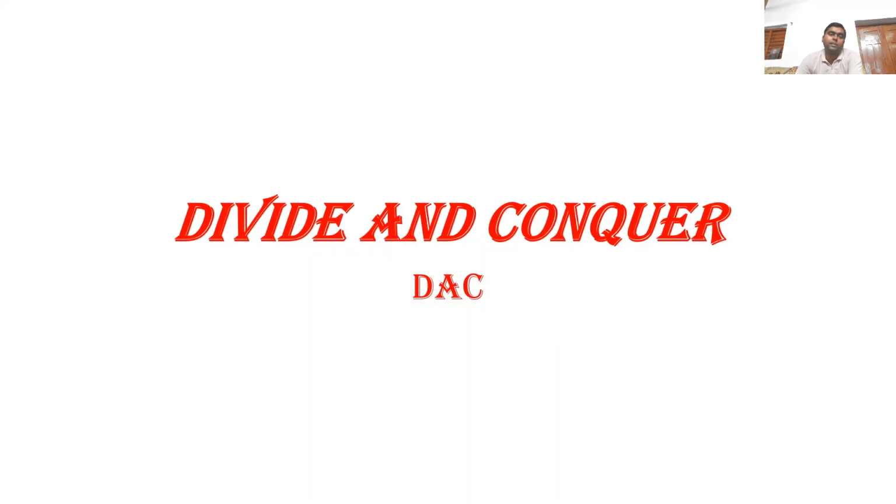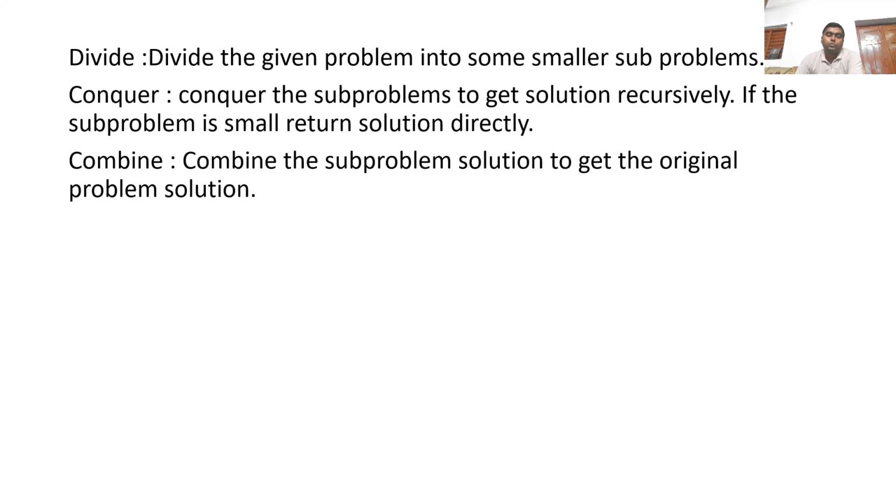So this is divide and conquer. In the divide and conquer strategy, there are three steps involved. The very first one is to divide the given problem into smaller subproblems. The next one is conquer. What is the meaning of conquer here? Conquer the subproblems to get the solution recursively. This is the important part, that recursion is there. And if the subproblem is small, then return the solution directly.